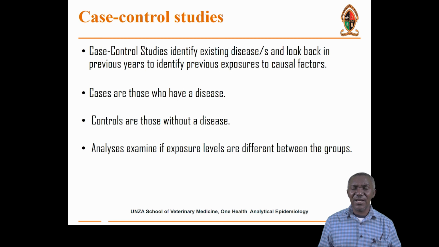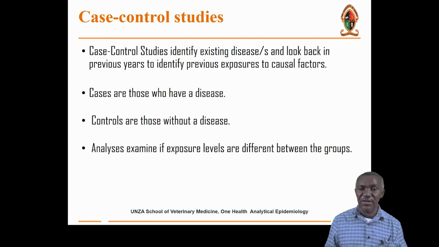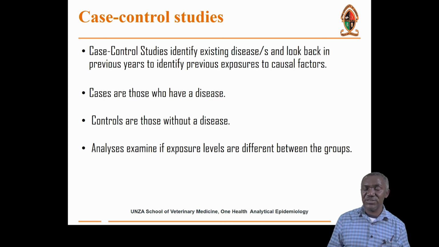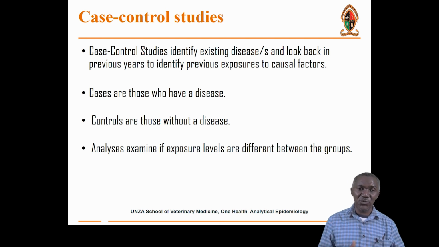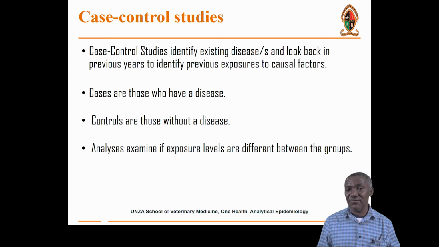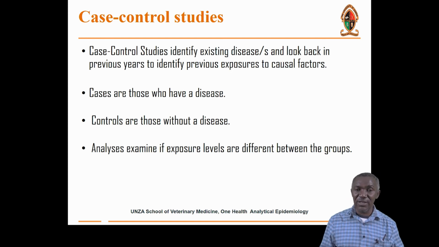A case control study identifies existing disease and looks back in the previous years to identify previous exposure to causal factors. So what the case control study does is that you go into a population, then you look for persons who are diseased. Let me give an example of smoking. If our interest is to look at smoking with respect to lung cancer, you want to test a null hypothesis that there is no association between smoking and suffering from lung cancer. So the independent variable in that case is smoking, and the dependent variable is lung cancer. You want to test that.